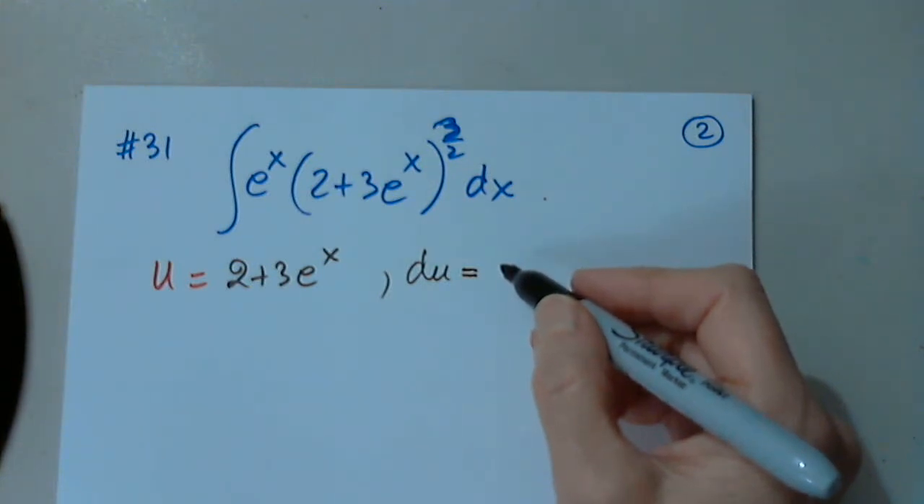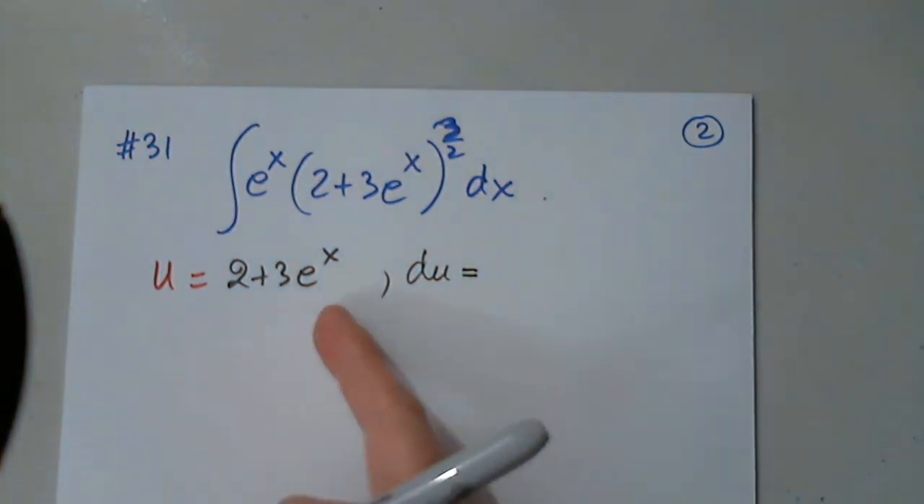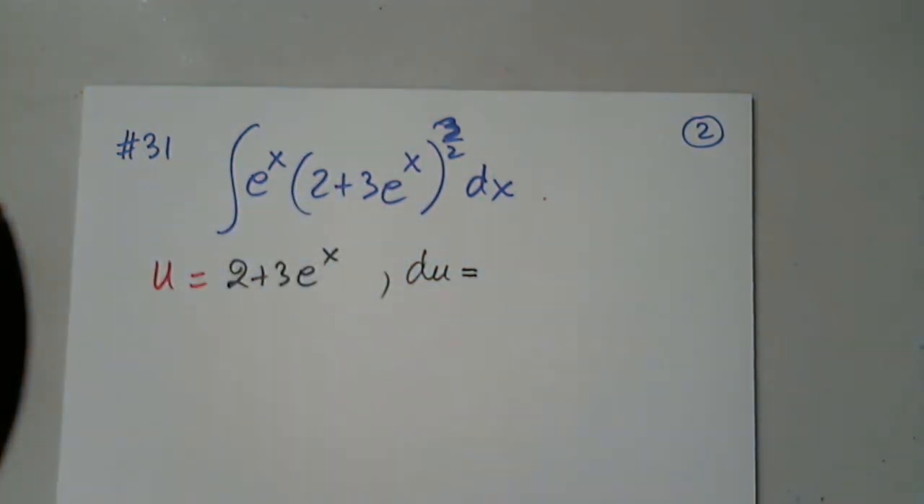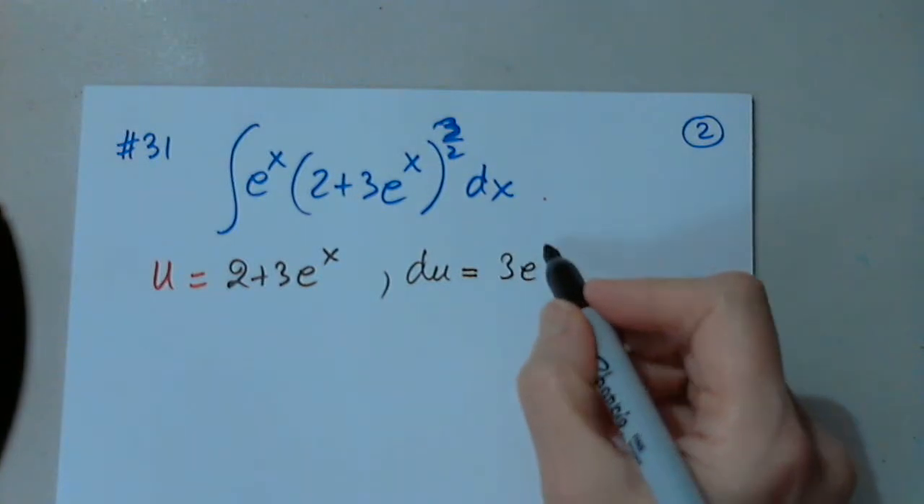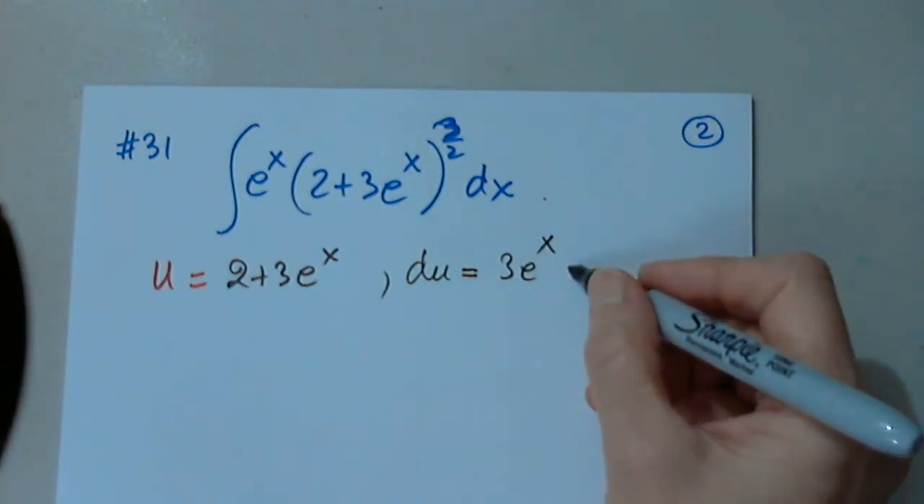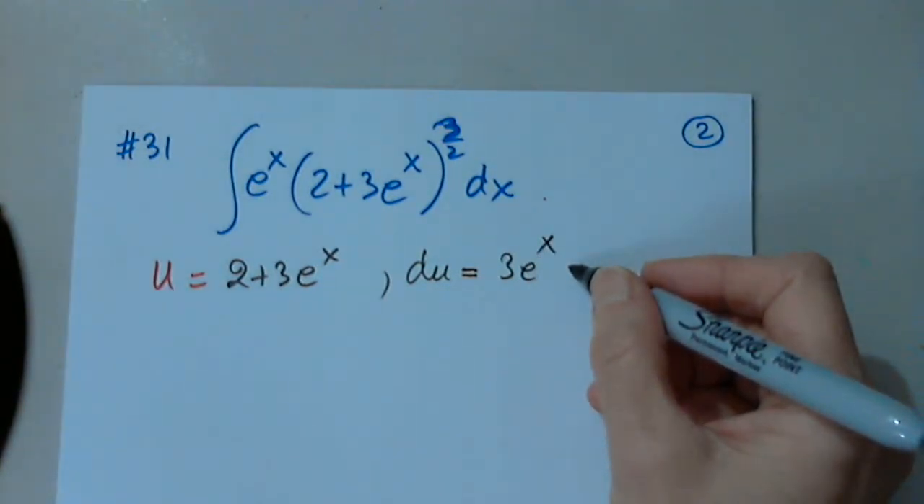Anyone? Can anyone give us the du for this? 3e to the x. And then you go divide by, or times 1. Wait, that's it, right? Okay, let's go back.